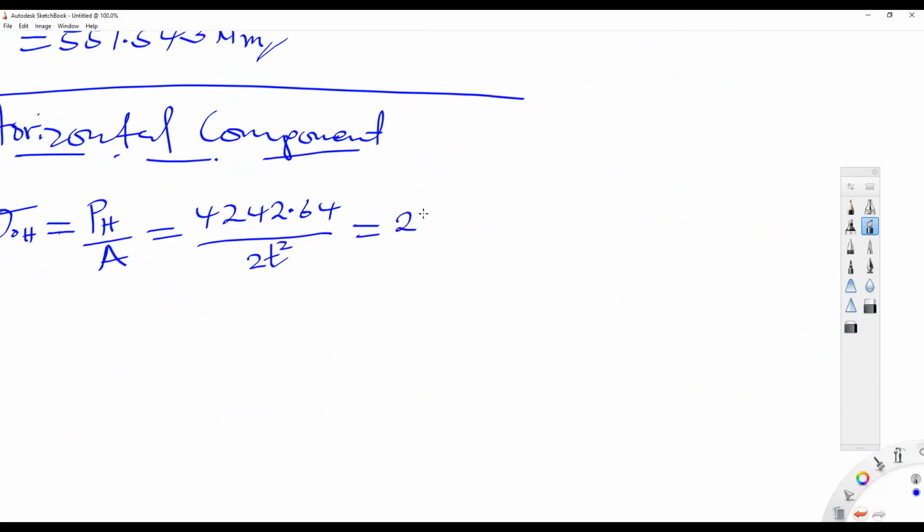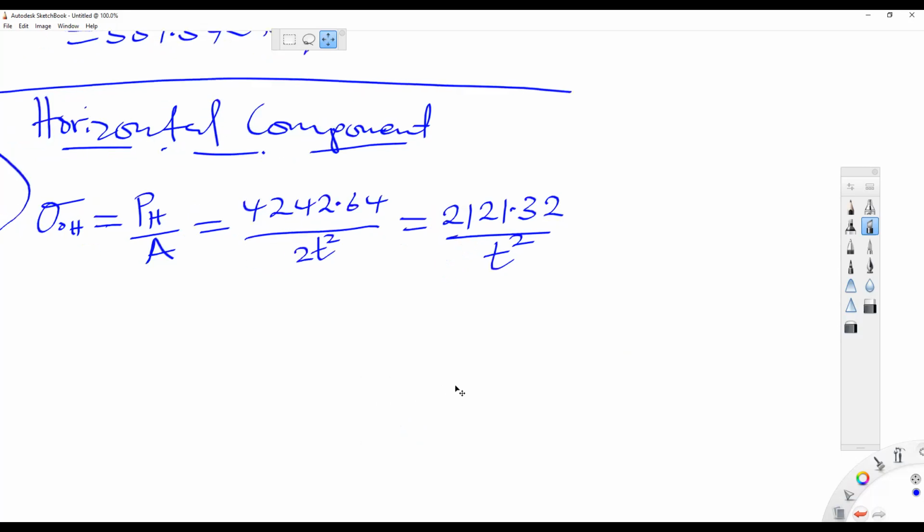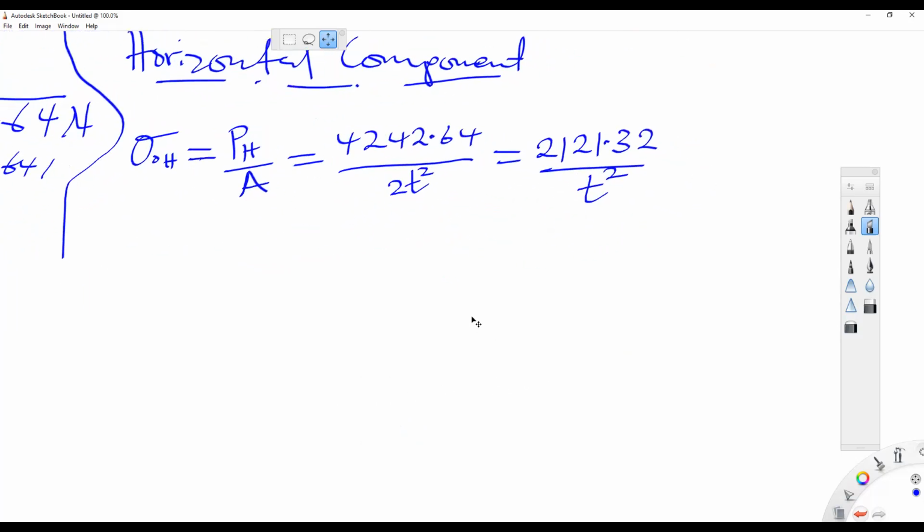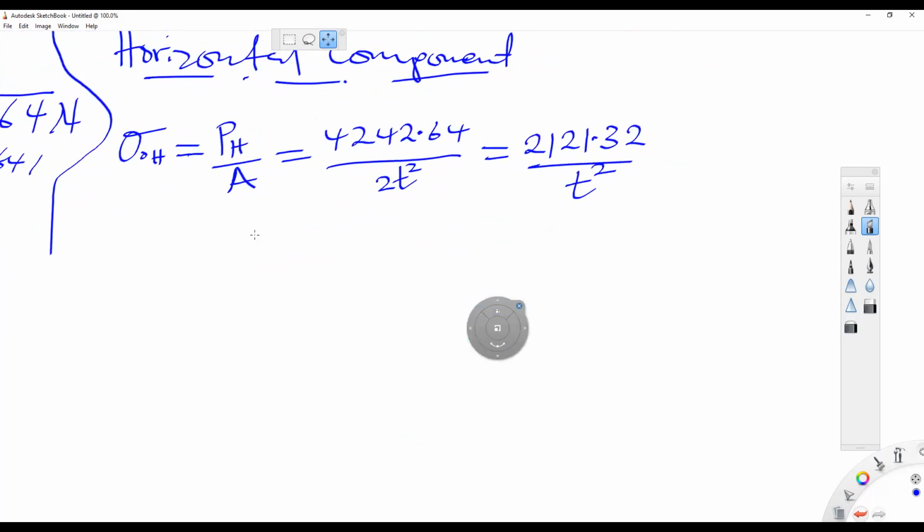You should have 2, 1, 2, 1.32 divided by T squared. Is that correct? Yes, sir. Now let's find the bending stress due to the horizontal components of the force.